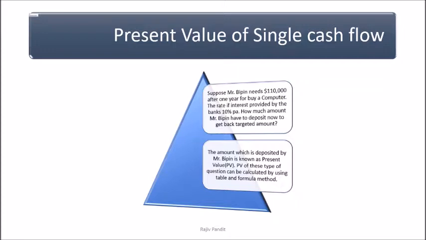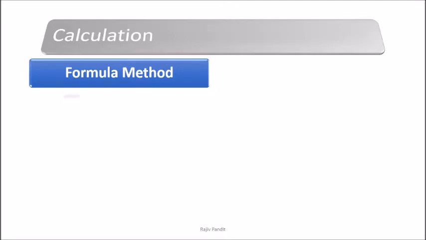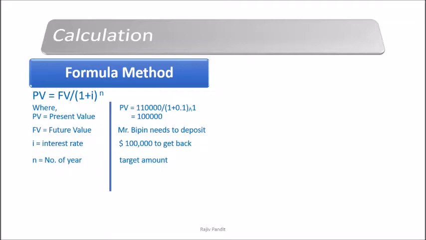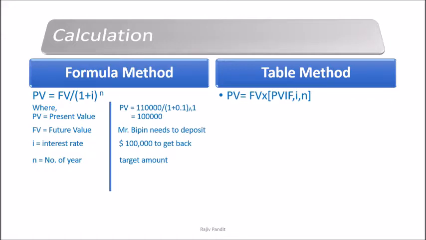Let's turn to the calculation. How to calculate the present value of this type of future cash flow? There are two methods. Formula method: present value equals future value upon 1 plus I to the power n, where PV equals present value, FV equals future value, I equals interest, and n equals number of years. Here present value equals 1,10,000 upon 1 plus 0.1 to the power 1. Here Mr. Bipin needs to deposit this amount.